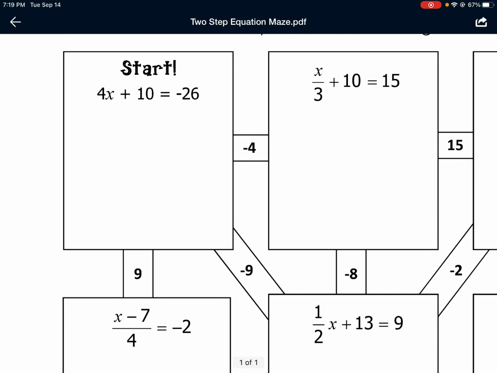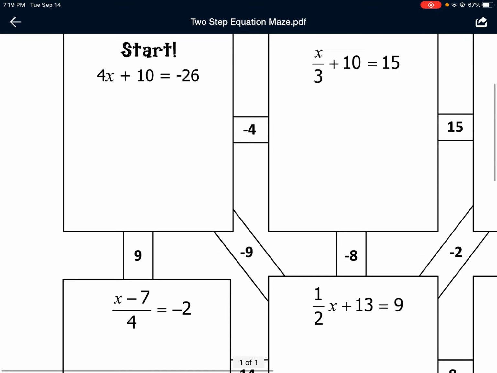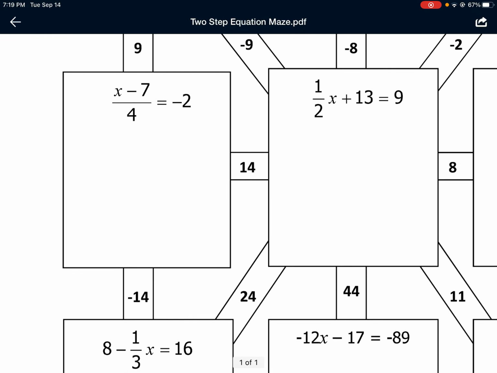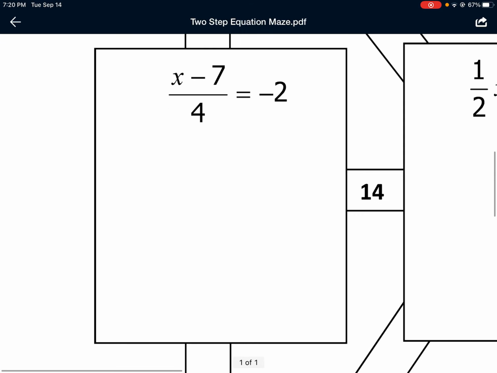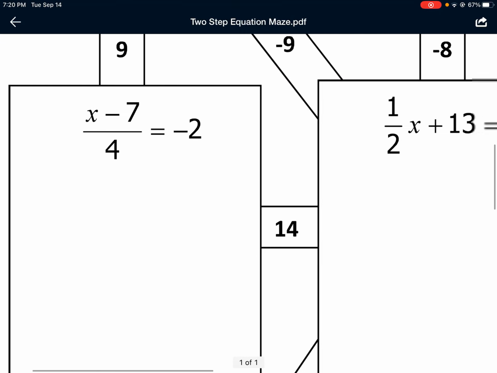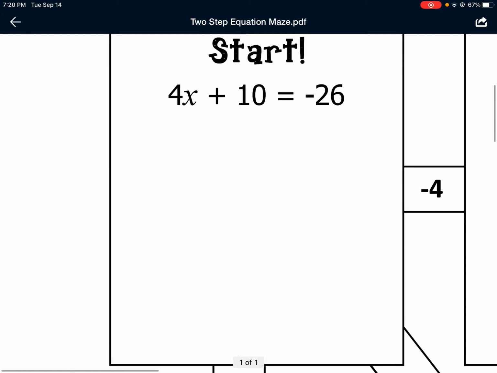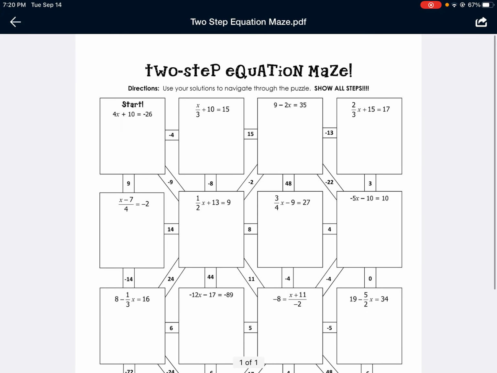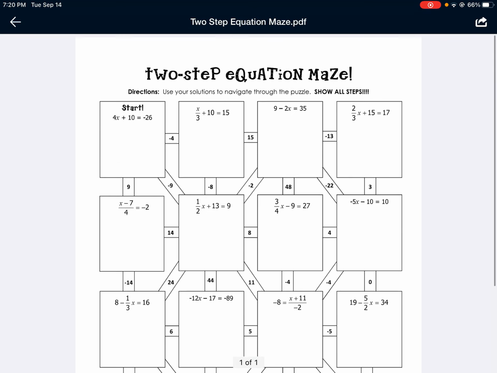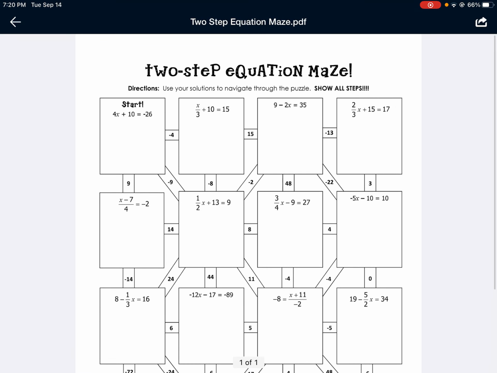So for example, if I solve this first one here, and I think my answer is 9, I'm going to go down to this one here, and solve x minus 7 over 4 is equal to negative 2. And it's either going to be 14 or negative 14. And I'll just keep going that way. Okay? There should be enough space in here that if you zoom in, you can do all your work right there. But if you'd like to do your work on a separate sheet of paper, you're more than welcome to do that. I recommend then just scanning it, so then I can get your work too. Okay? You are handing this in too. Thanks. If you have any questions, please let me know. Okay.